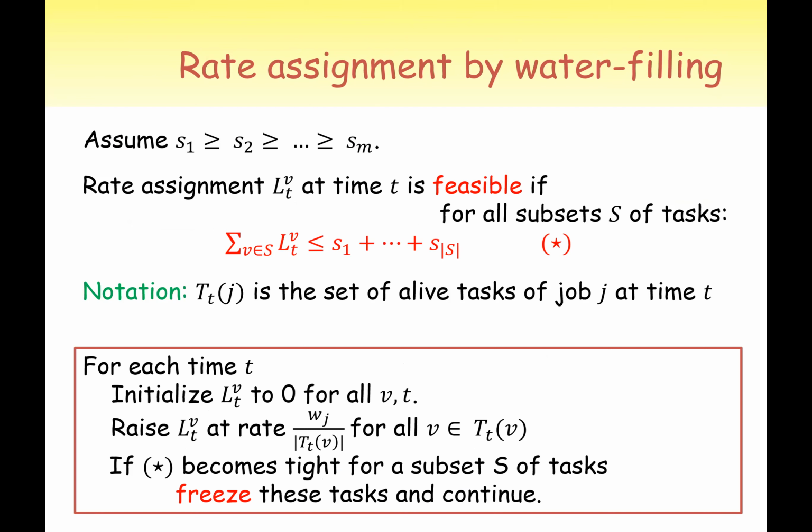So initially all the rates are assigned to 0. And I'll slowly increase the rate of every task, where a task belonging to job J is being raised at a speed proportional to its weight: if the weight is higher, then of course its rate will be higher. And in the denominator, I'll divide by the number of alive tasks of this job. So if a job has 10 tasks remaining and its weight is 1, then everybody increases at the rate 1 by 10. And I'll keep on doing this until one of these constraints becomes tight. When they become tight, then I will freeze these jobs. I will not be able to raise their rates, but I can continue raising the rates of other tasks which are not part of this constraint. So when I finish, we will have a rate assignment to all the tasks. And then by construction, it follows that all these constraints will be satisfied.